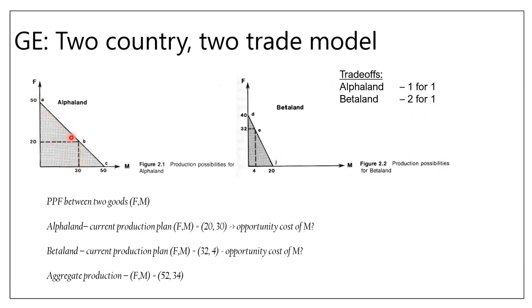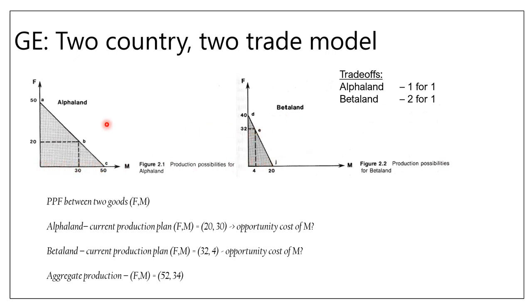And then we track the PPF, the line between the two, that says if they were to specialize in only making food, they could make 50 units. And that means no units of machines down here. And if they only made machines, they could make 50 units, but they would have no food.